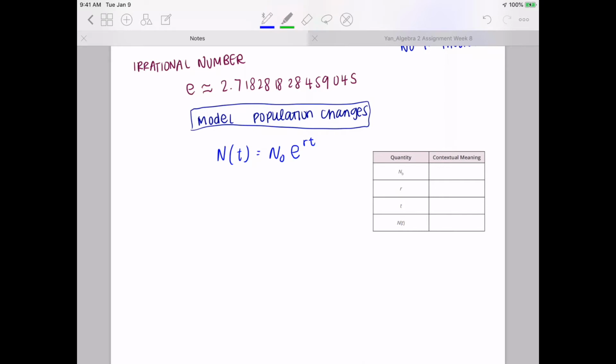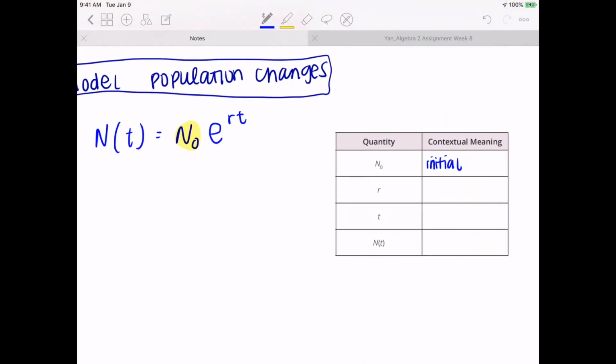Then we're going to explain what each of these letters represent. Let's start with this N sub 0. N sub 0 is the initial amount of population. And r right here is the same as last time, which is the rate of growth in this case.